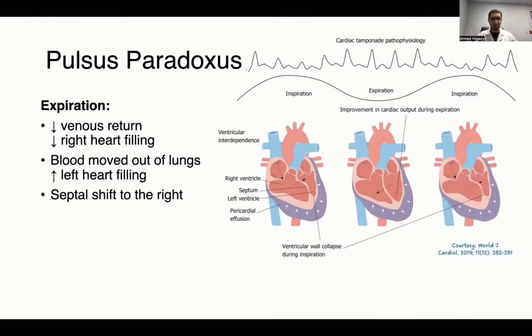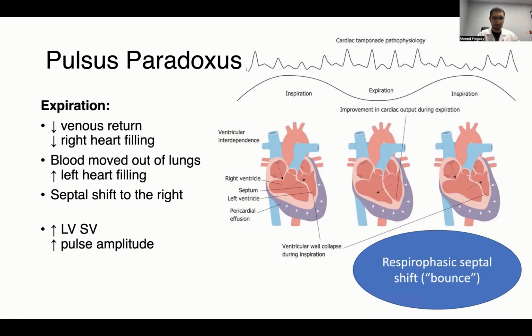During expiration, on the other hand, you get a reduction in venous return, you get a reduction in right heart filling, you get blood moving out of the lungs and back into the left heart. And so as the left heart fills and the right ventricle starts accepting less and less blood, you get a septal shift over to the right. And with that septal shift to the right, you get an increase in left ventricular stroke volume and an increase in pulse amplitude. And so this septal movement back and forth is what we see on echo in cases of tamponade, and we call it a respirophasic septal shift or a septal bounce.